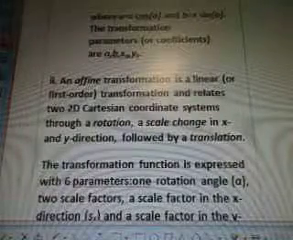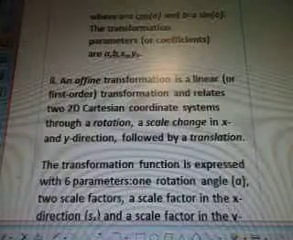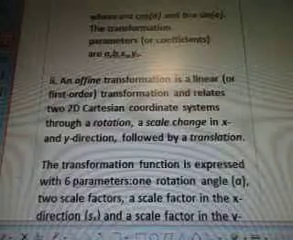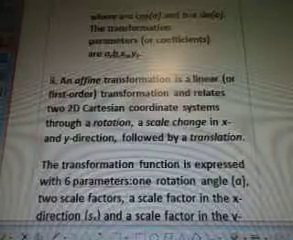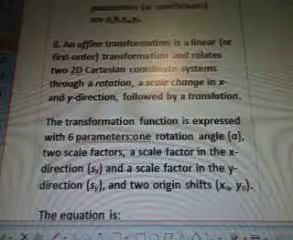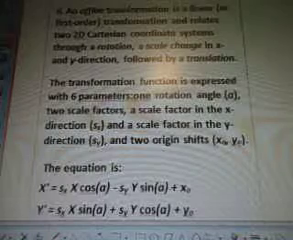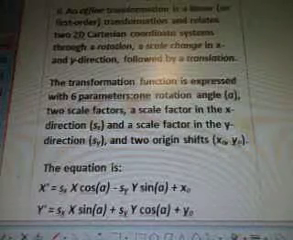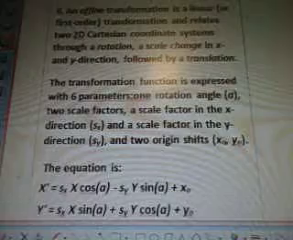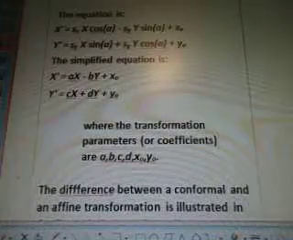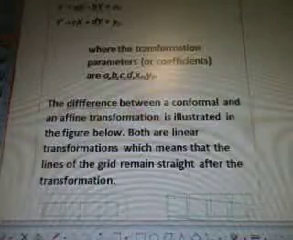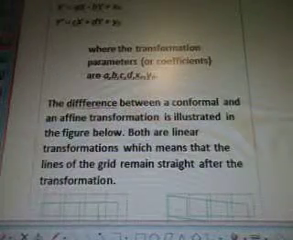An affine transformation, number 2, is a linear or first order transformation and relates 2D Cartesian coordinate systems through a rotation, a scale change in X and Y direction, followed by a translation. The transformation function is expressed with 6 parameters: one rotation angle A, 2 scale factors, a scale factor in the X direction, SX, and a scale factor in the Y direction, which is SY, and the two origin shifts XO and YO. The equation is as follows. Okay, where the transformation parameters or coefficients are a, b, c, d, XO, YO.